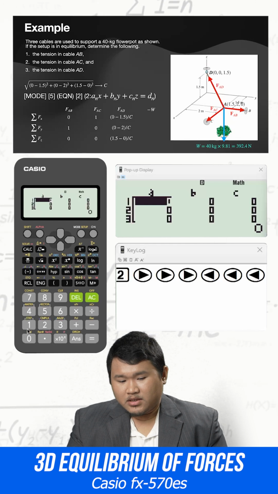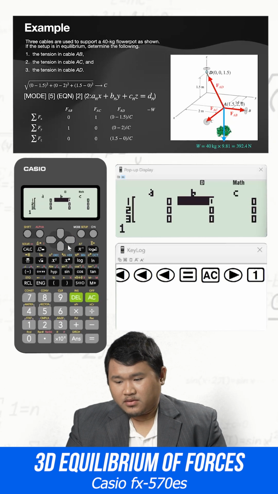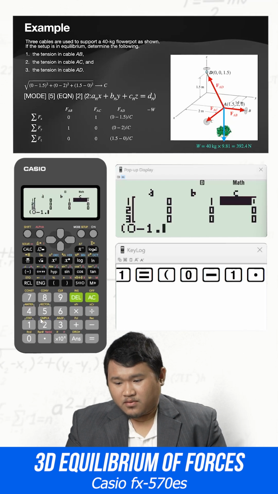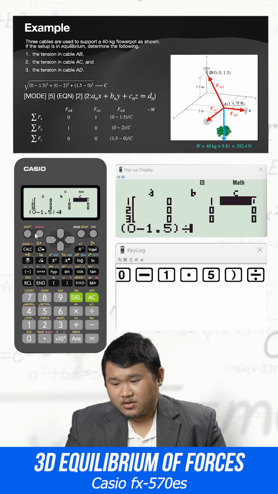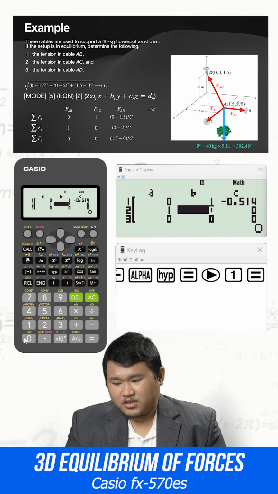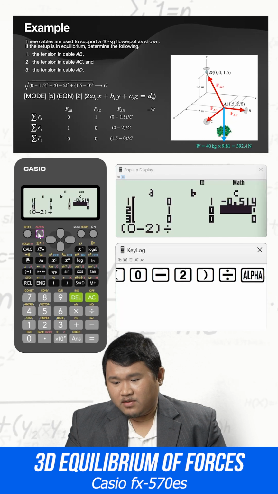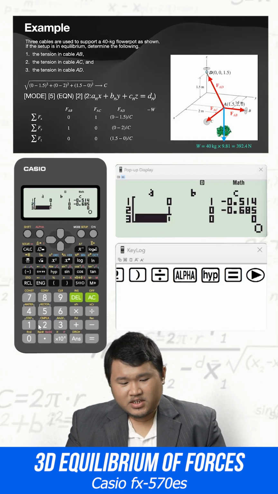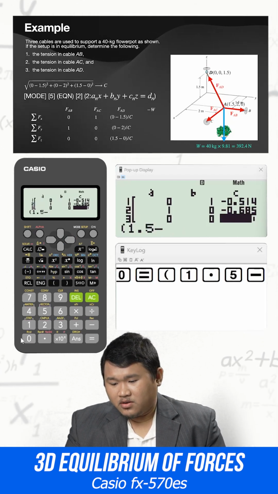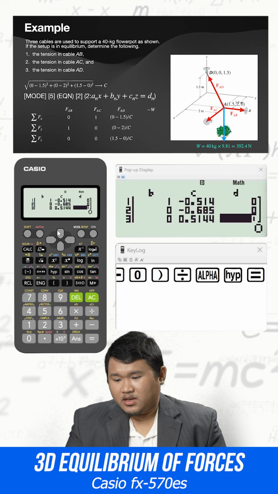So let's input that. 0, 1, equals, and then 0 minus 1.5 over C, so alpha C equals, and then 1, 0, and then 0 minus 2 divided by alpha C. Then next is 0, 0, and then 1.5 minus 0 over alpha C equals, okay.